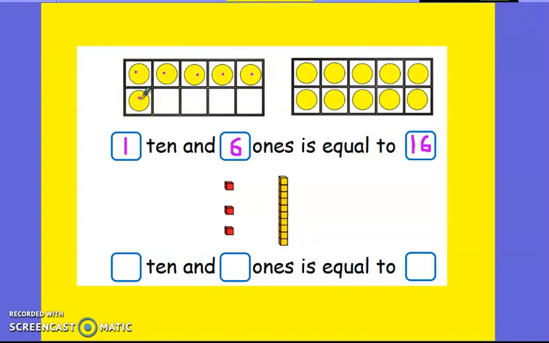So there's lots of ways to check. I'm not guessing. We need to check carefully by counting or looking at the numbers that we've got. So 10 and 6 is 16. When we put those two numbers together, it makes a 16, doesn't it?